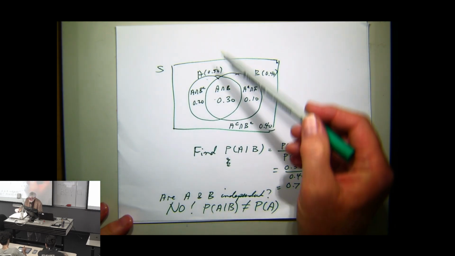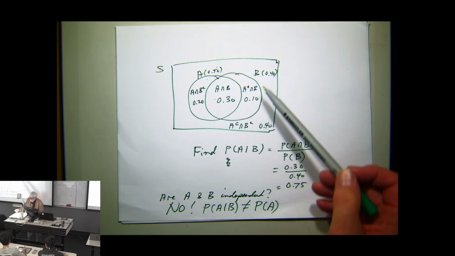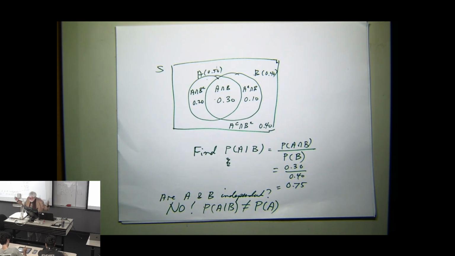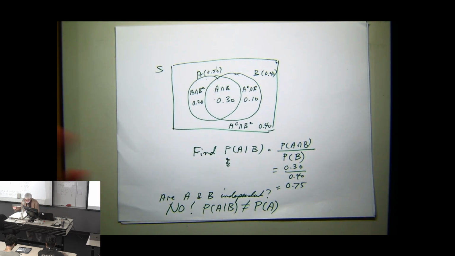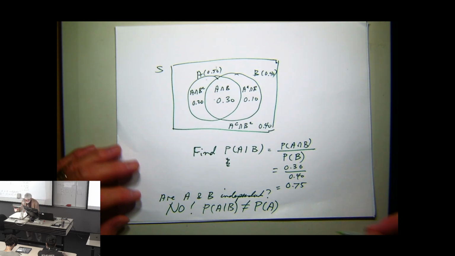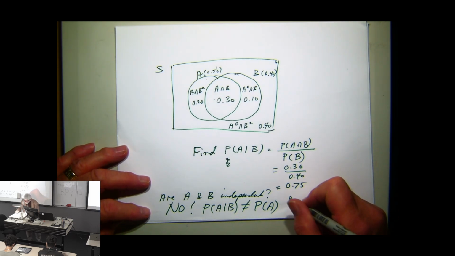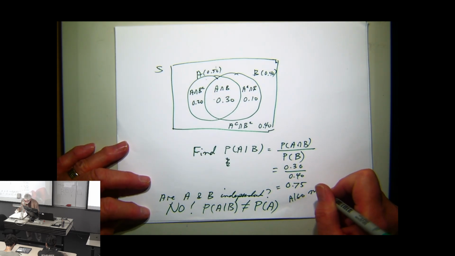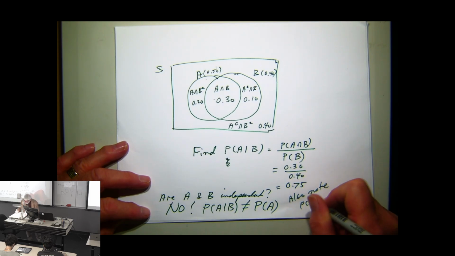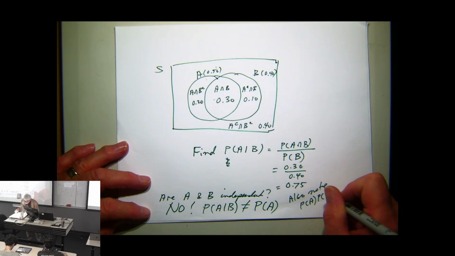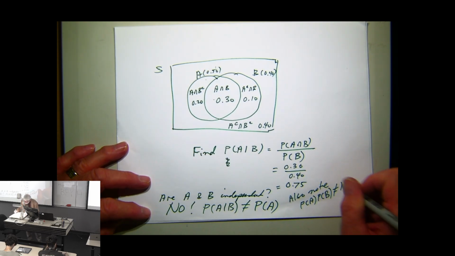We could take the probability of A times the probability of B and say it's 0.2, and that's not equal to the intersection that was given to us. So again, that's another way to test that they're not independent. Also note, the probability of A times the probability of B does not equal the probability of A intersection B.